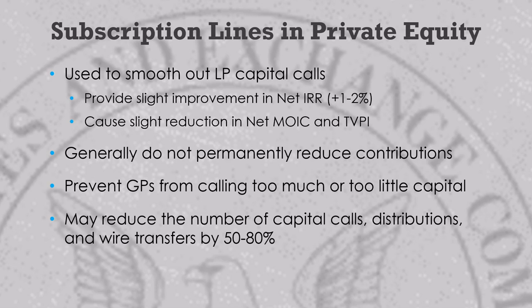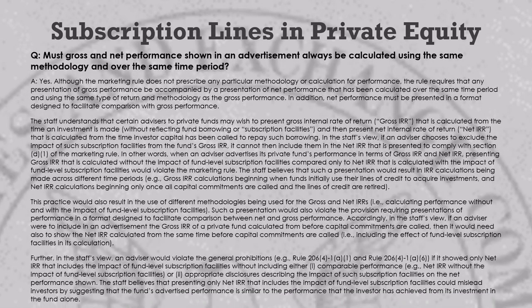Anyway, back to the SEC, which issued the following FAQ in February of 2024. The question is, must gross and net performance shown in an advertisement always be calculated using the same methodology and over the same time period? And the answer is definitively yes.